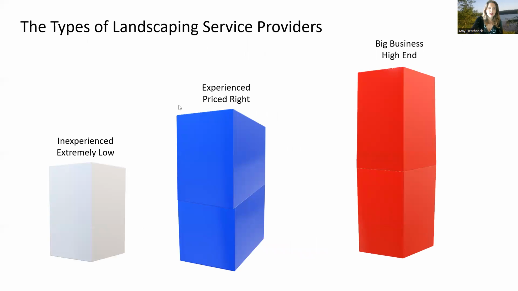All right. Now, the types of landscaping service providers. Landscaping.